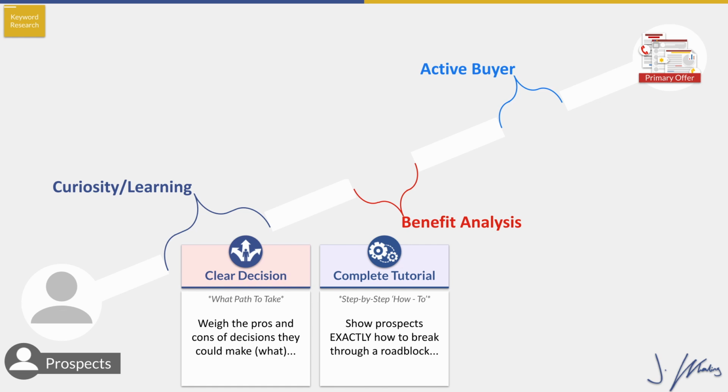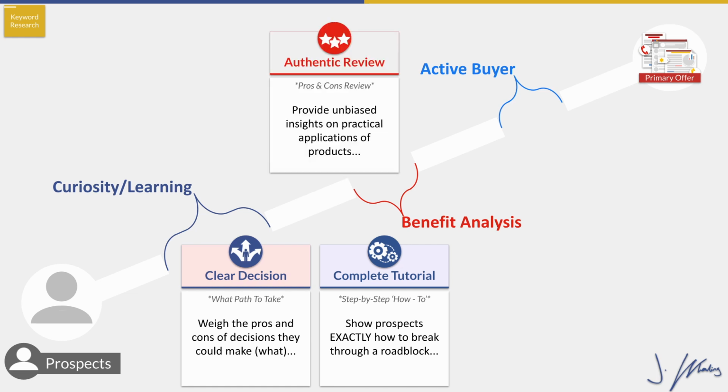And then the next type of content we would look at making would be reviews, because this is someone who's done with the curiosity. They're done with the learning. They said, you know what, I think I'm going to buy something, or I think I need to use something in order to achieve the results that I'm looking for and break through my roadblocks. And so those are the types of posts we'd make right before a buying decision.